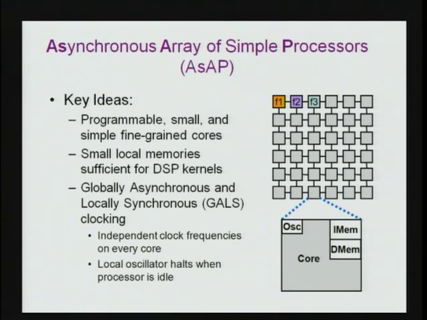The other benefit of this array is that it is tiled on a GALS architecture. This allows us to finely tune the frequency of each core and reduce overall power consumption. Each core has the additional ability to halt due to its local clock oscillator, which provides it with its independent frequency. So whenever the processor is idle, we can shut down the core, effectively clock gating it.